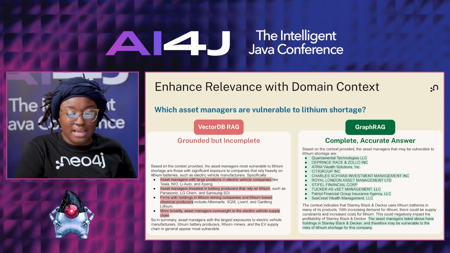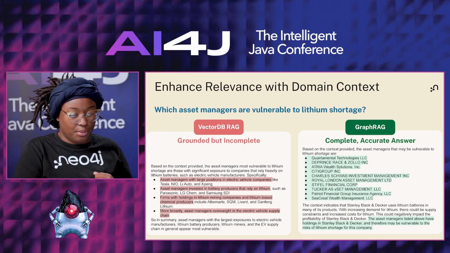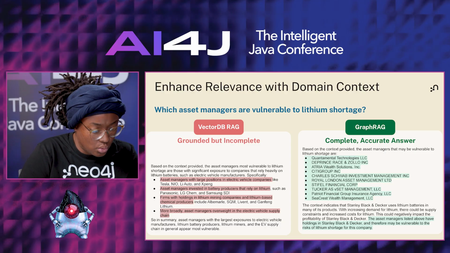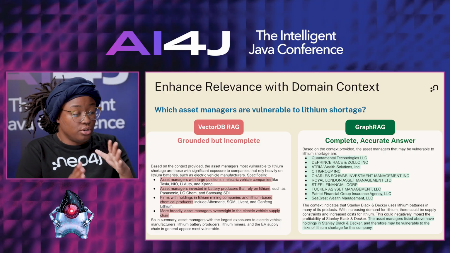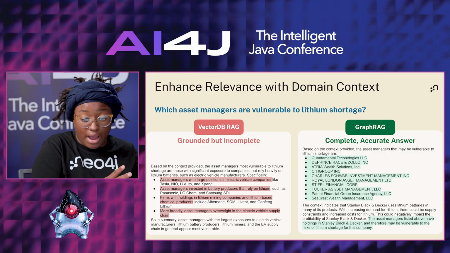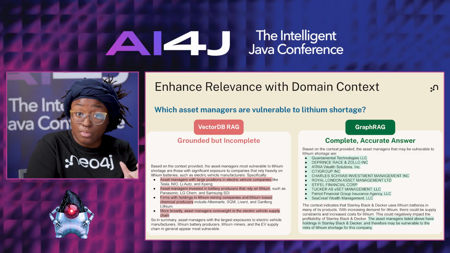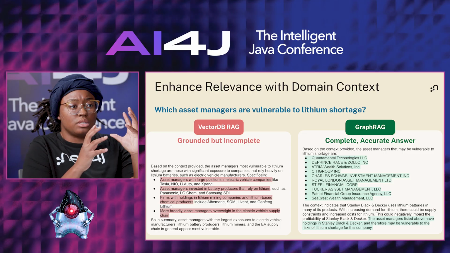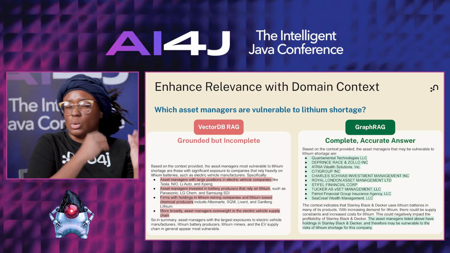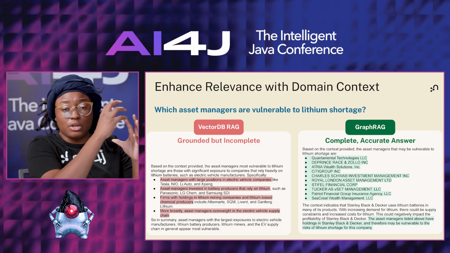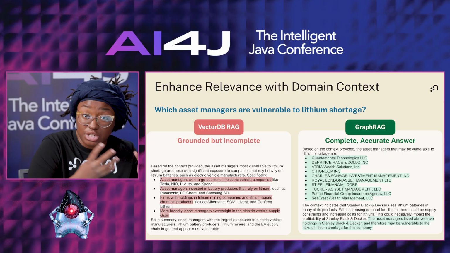So if we take this example question, for example, what asset managers are vulnerable to a lithium shortage? Okay, so when you're using only vector-based RAG, or retrieval augmented generation, it's going to give you some general answers, right? Because vector-based RAG uses spatial awareness, right? So approximate nearest neighbor, for example, different spatial information to try and pinpoint a particular answer.